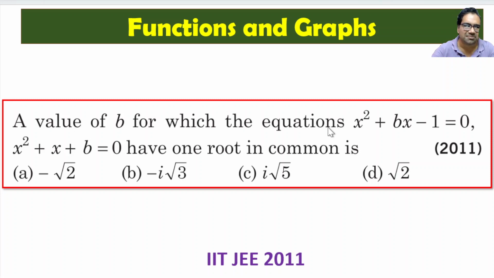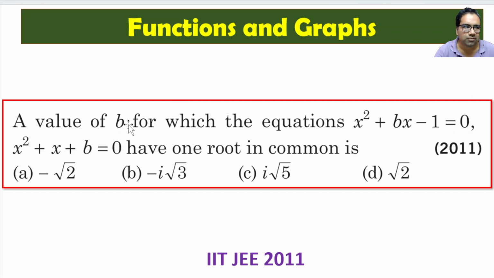Hi friends, in this problem we are given two quadratic equations: x square plus bx minus 1, and x square plus x plus b. Now these two equations have one common root. Then what is the value of b?